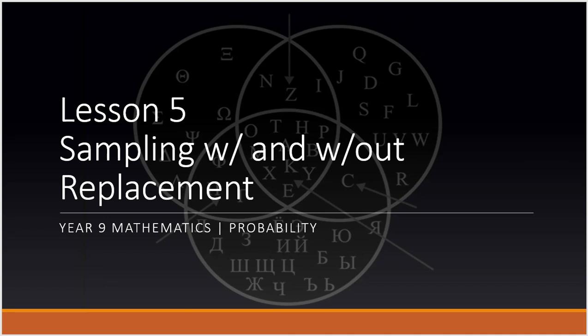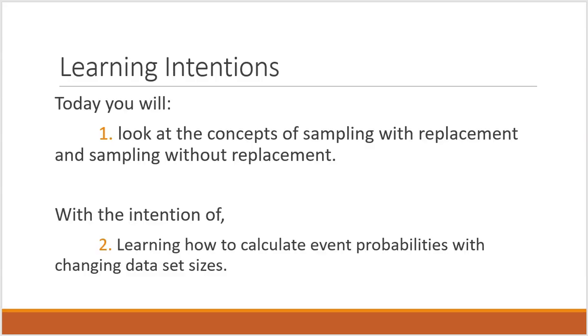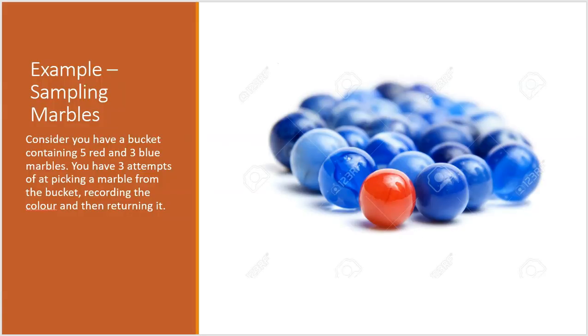Welcome to Probability Lesson 5, Sampling with and Sampling Without Replacement. In this particular lesson, we're going to have a look at the learning intention of looking at the concepts of sampling with replacement and sampling without replacement. And we have the learning intention of learning how to calculate event probabilities with changing data sets. So let's jump into it with an example.